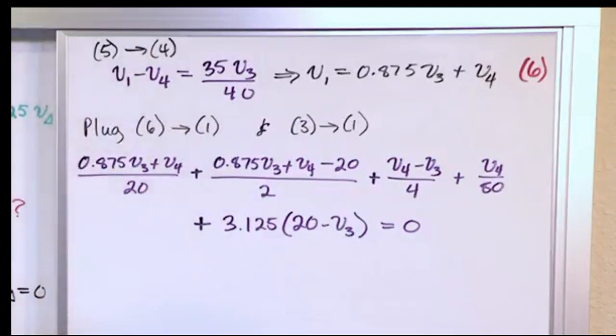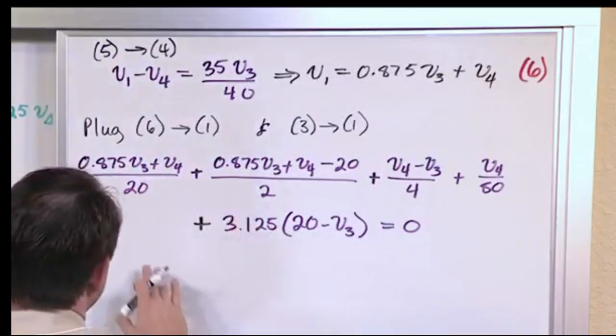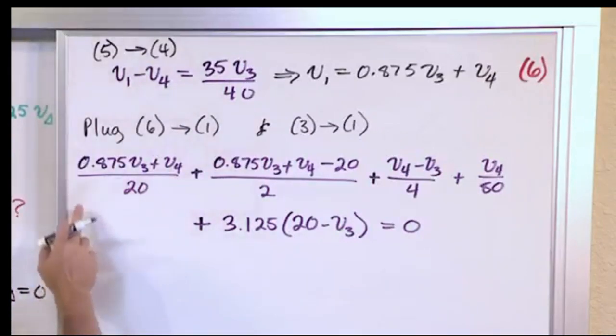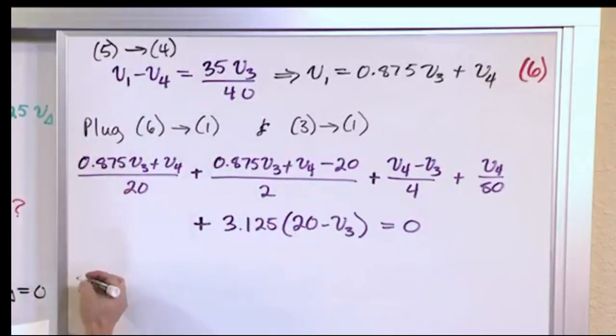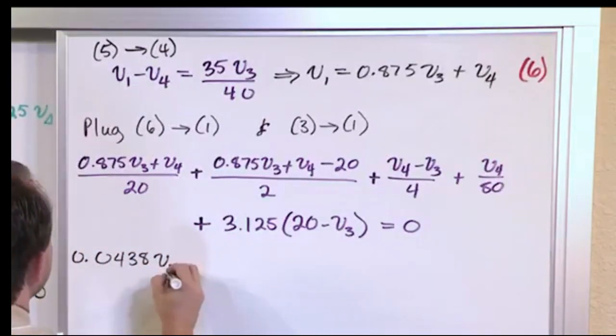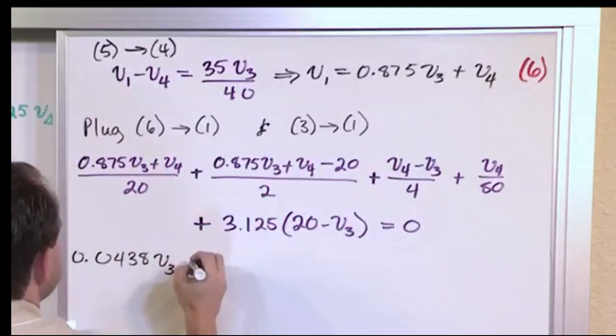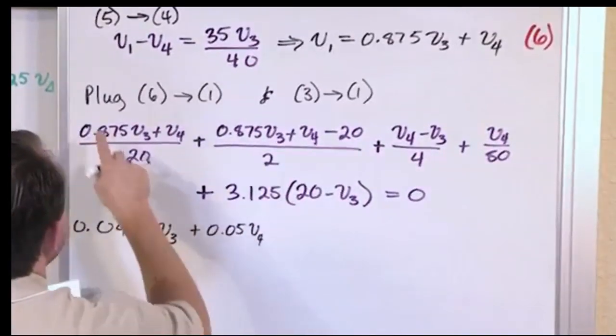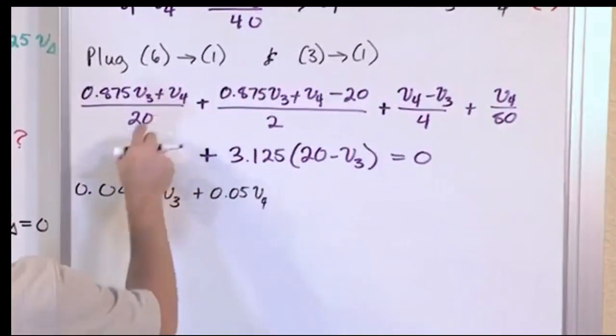So this looks very ugly. That's why I'm going to give up on trying to keep it clean, and just have decimals everywhere. Let's just plow through it. 0.875 divided by 20 is going to give you 0.0438 V3. 1 over 20 for this next term, 0.05 V4. I'm just dividing stuff and keeping my variables along for the ride.